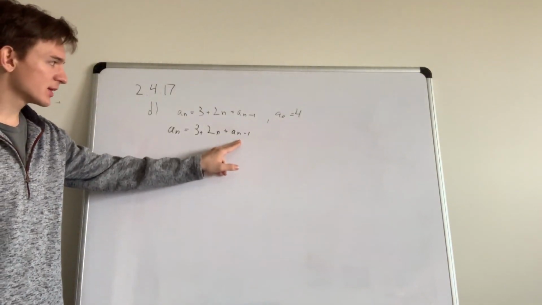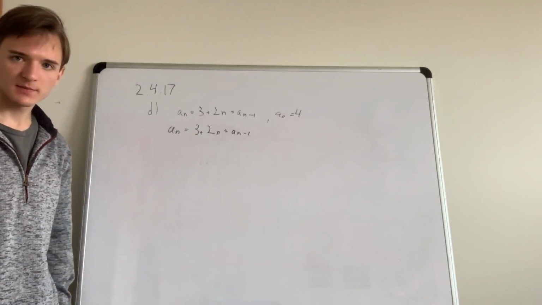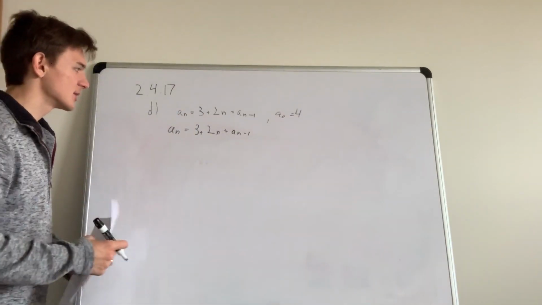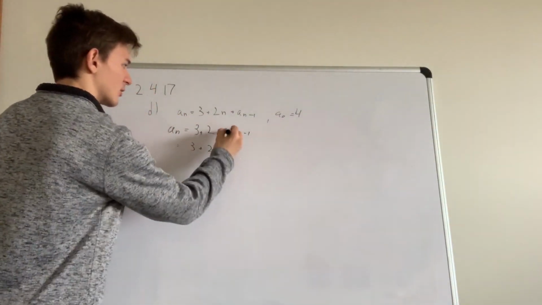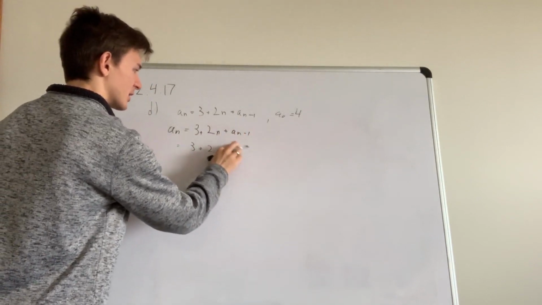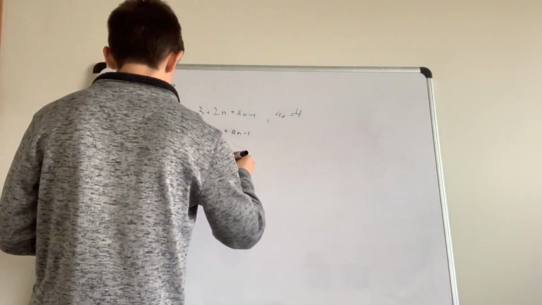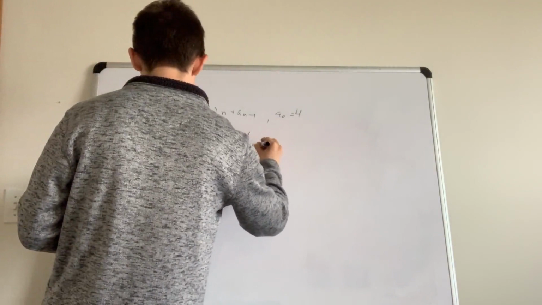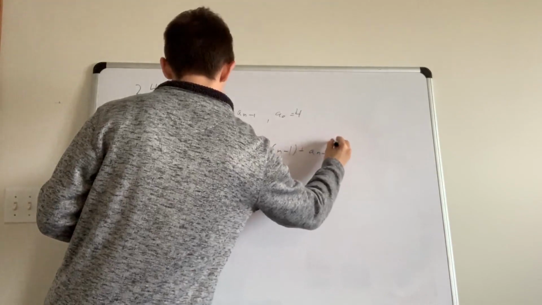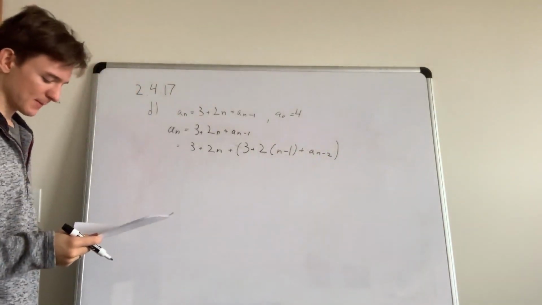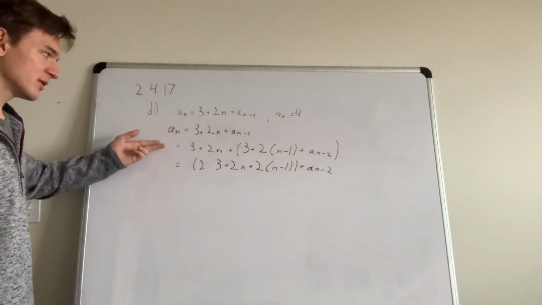So we have a of n minus 1, so let's just plug in a of n, replacing all of the n's with n minus 1's. So what does that look like? That's just 3 plus 2n plus, and of course, this a of n minus 1 is kind of expanded, and it becomes 3 plus 2 times n minus 1 plus a of n minus 2. Can everybody see that? This step is us just simplifying this previous step.